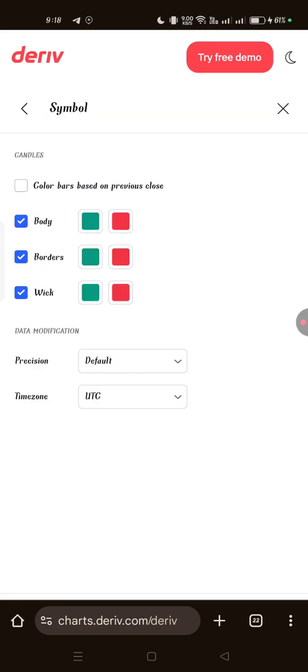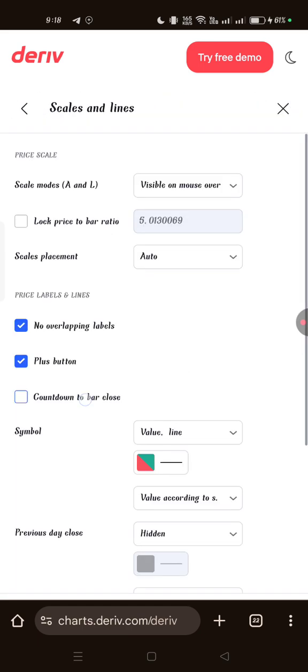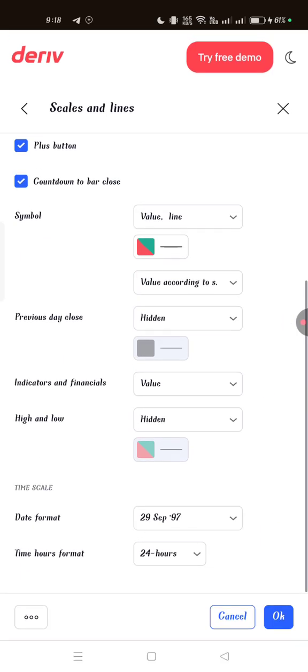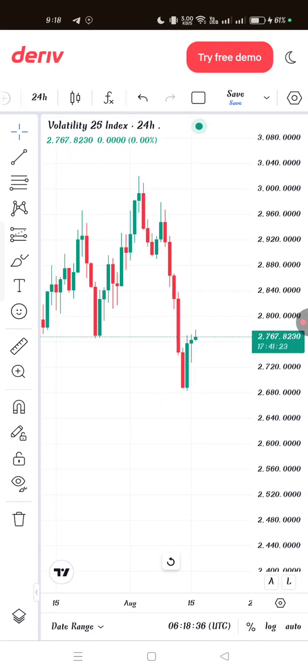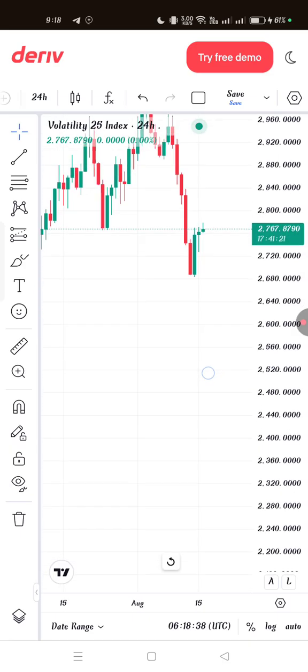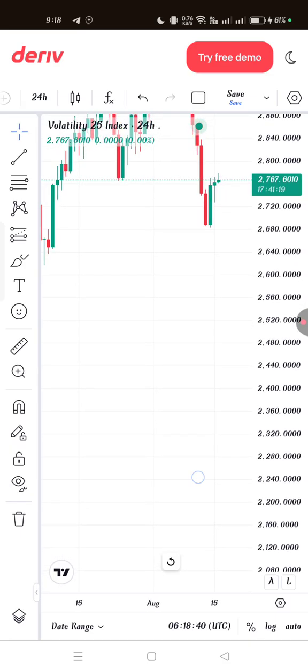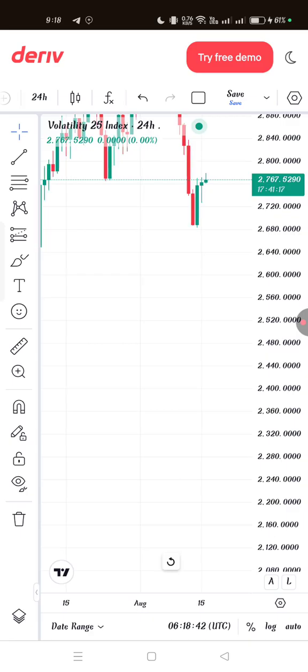First of all, after you open a chart, go to your symbol, scales, enable the countdown to bar close. After enabling your countdown to bar close, we're going to use an indicator together with some technical analysis, and then after the technical analysis, we're going to get our entries. But first of all, let me teach you something before we go on.